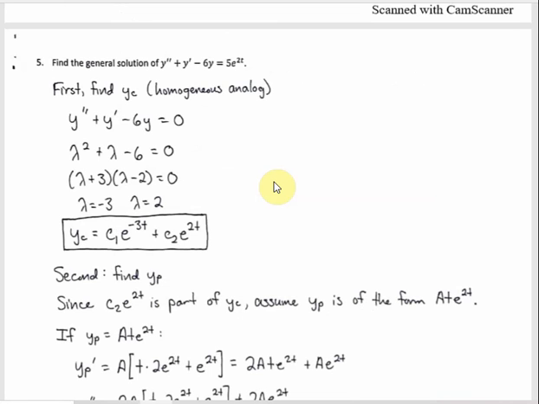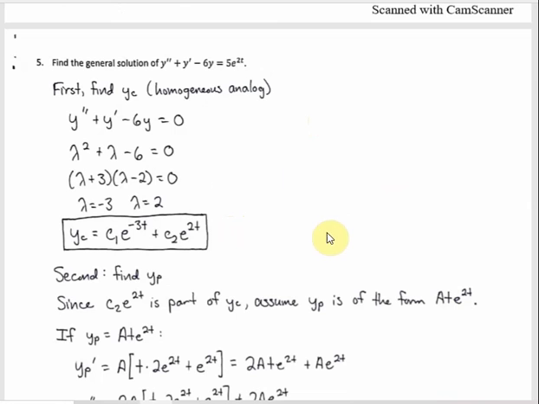One last one, and you know what this is going to have to be. The one thing that hasn't come up yet, which is what happens when the particular solution repeats something that's already in the complementary solution. So with this one, as usual, start with the homogeneous analog, get the complementary solution first. This doesn't look too bad, and it's not. You end up with the complementary solution is c1 e to the negative 3t plus c2 e to the 2t.